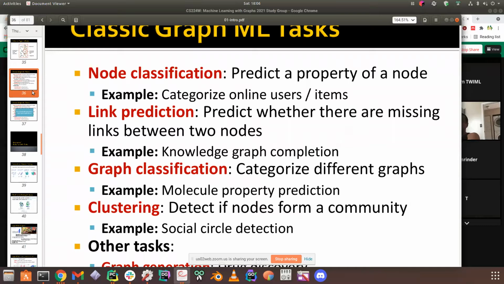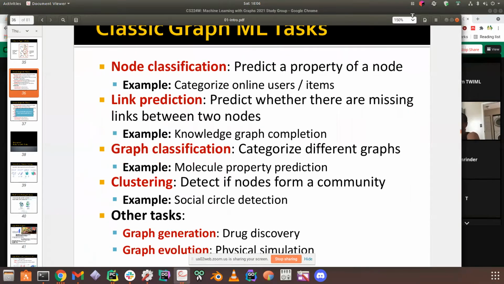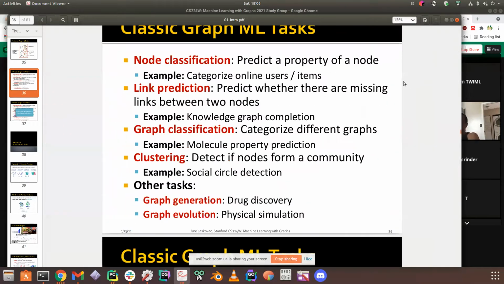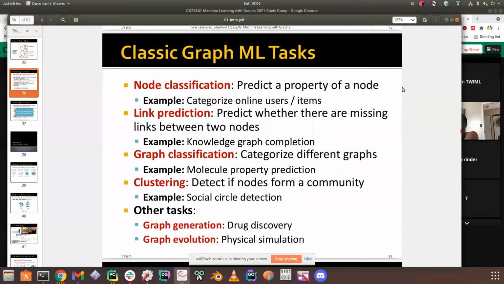Yep. So their first lecture is more of a very introduction type lecture. So it's more about talking about what the course is going to cover. So one of the main things that they brought up is that there are different kinds of ML tasks that you can do on graphs, and they follow these different types of tasks.